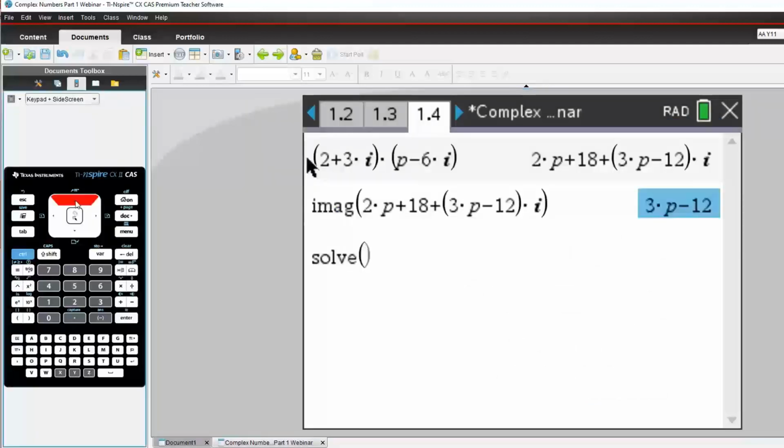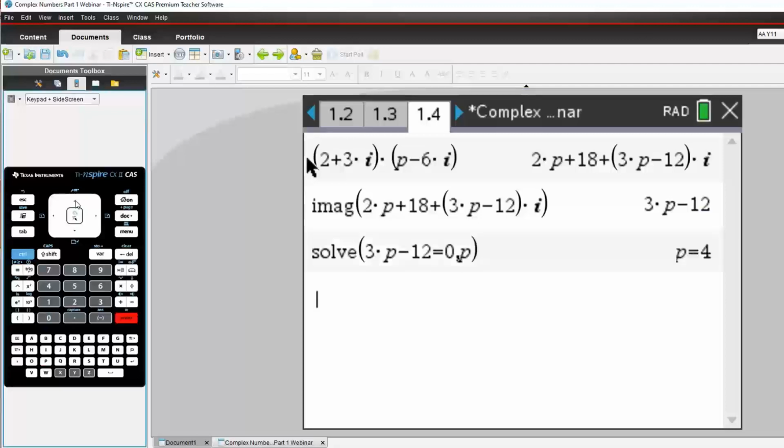I know you can solve without. We want this part to be equal to 0, and we're solving for p. So that is the answer, p equals 4 for our first question.